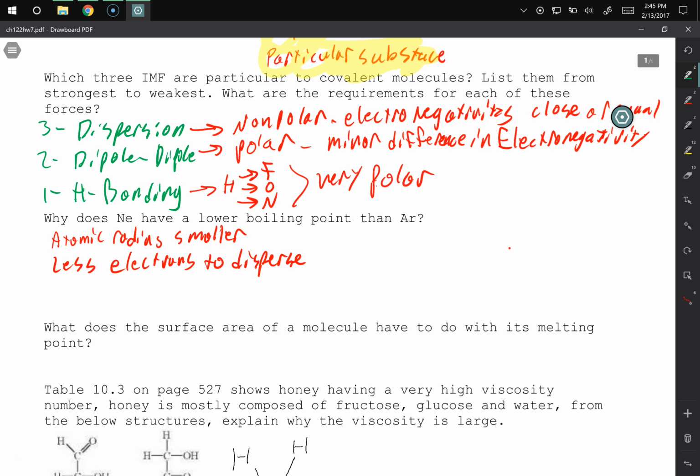Where do we get on Earth, where do we get the argon from? You can get yourself some argon gas. Does anybody know where it comes from?